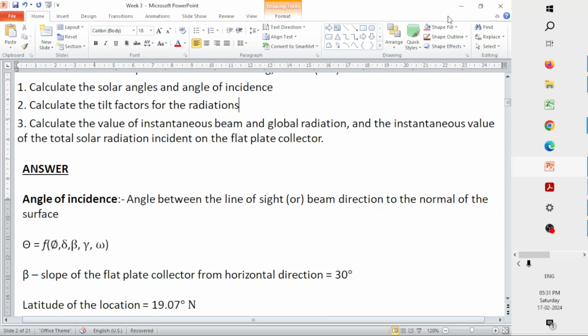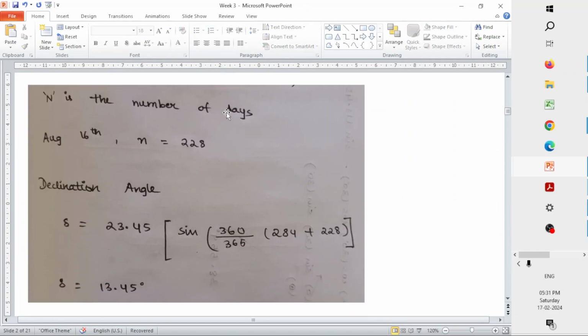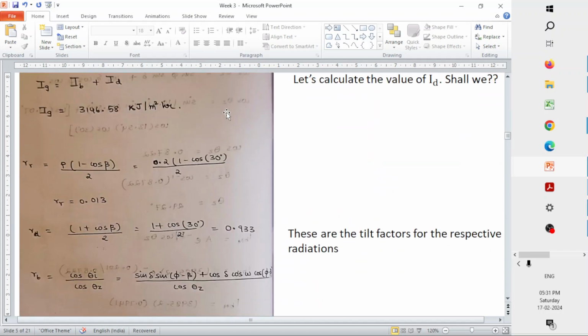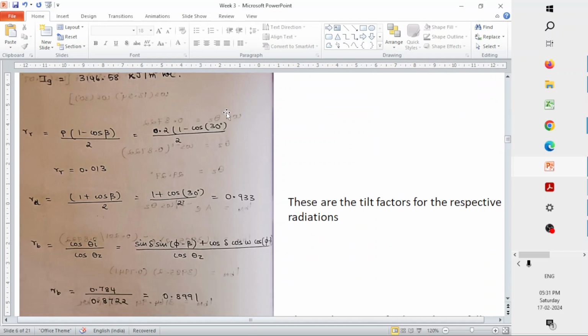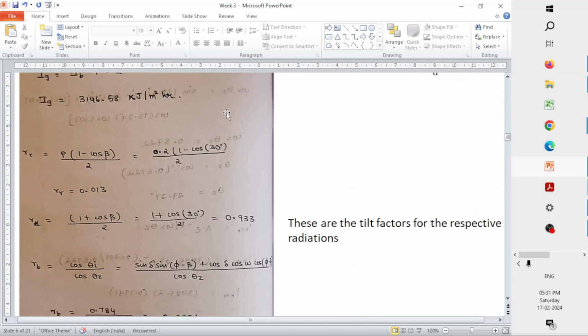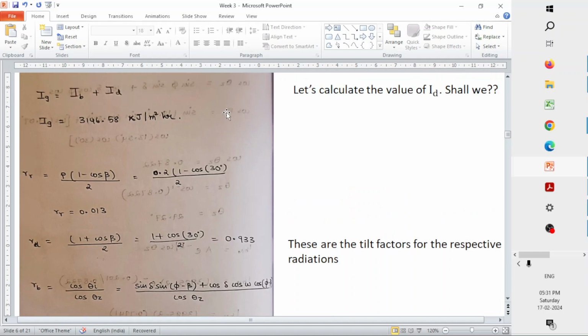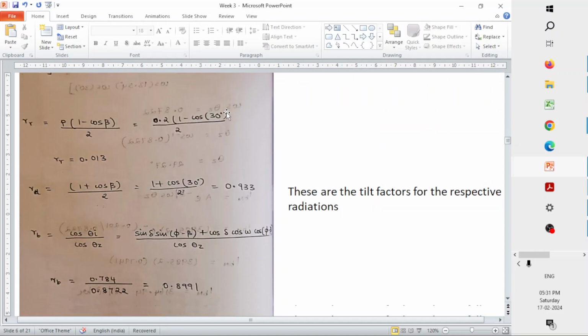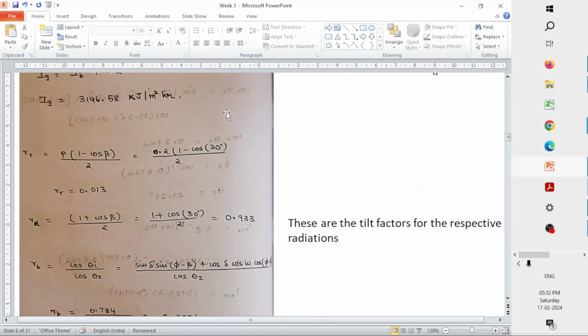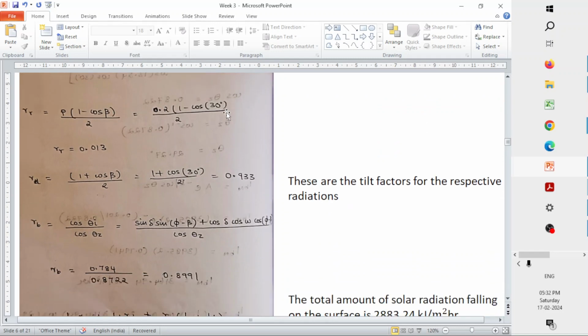This we also calculated in week 1 as well as in week 2 as RB and RD. This value will be required for calculating the final value IT, so that is the reason I have kept it at the end. But it's fine, we can also start with this first and then come back. So let me zoom in on the formulas.